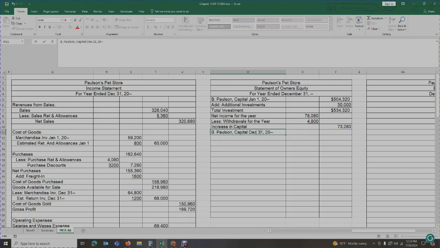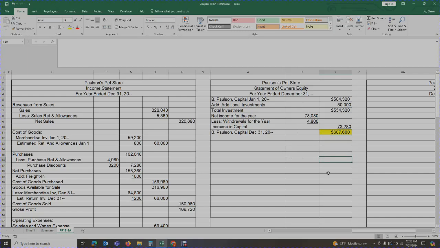So that means that my ending capital as of December 31st is our beginning capital plus our additional investment, which is our total investment in the business. Right now we have a total investment of $534,320 plus my increase in capital from my income less our withdrawals. That'll give me an ending capital of $607,600. So that is my updated ending capital for Paulson for the year ended December 31st.